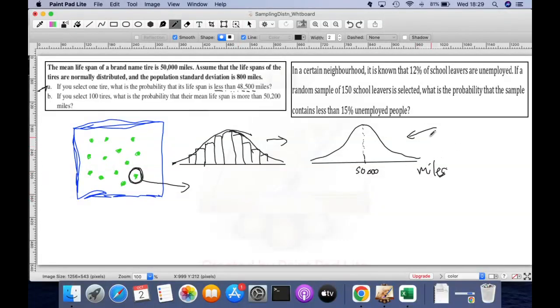Right, so what I drew in this curve here, that's the distribution of the lifespan of the tires. So I'm going to give a variable name to the lifespan. What you see on this horizontal axis, I'm going to call it X, and that's the lifespan. So what I want to determine for this one tire is the probability that X is less than 48,500, with X being the lifespan of the tire.